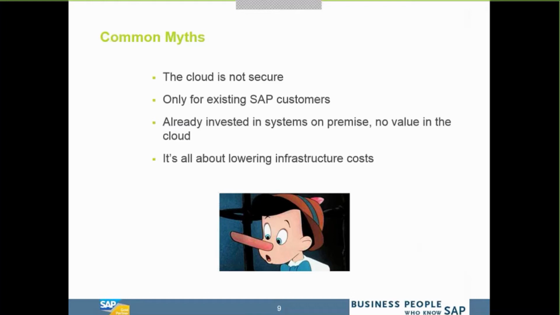We also see that some customers have invested a lot in their on-premise systems and think that perhaps there's no value in going to the cloud. This is also not true. In fact, the SAP Cloud Platform, as we'll get into momentarily, fits very well alongside on-premise systems as a hybrid model. So I'll be the first to tell you, not everything should go on the cloud. Some things do make sense to go on the cloud. It's really about having that right mixture that gets you the best value.